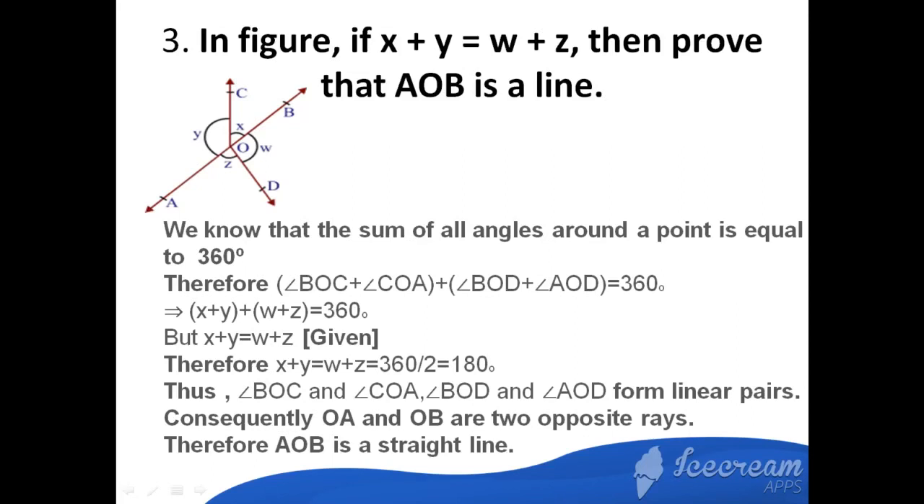Thus BOC and COA, and angle BOD and angle AOD, form a linear pair. Consequently, OA and OB are two opposite rays. Therefore AOB is a straight line. Now we have proved that.